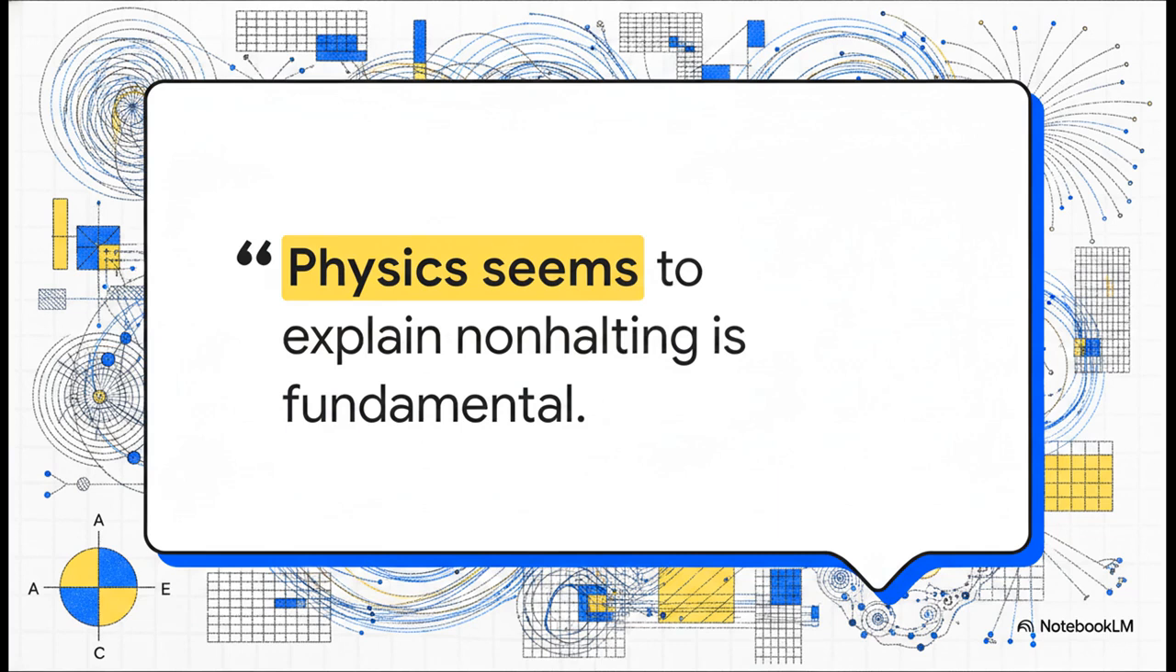I want to leave you with this final thought from this explainer, perfectly encapsulated in Smith's quote here. Physics seems to explain non-halting is fundamental. Think about that. If such infinite complexity, from biological neural networks all the way to the geometric decay of probability, can naturally grow from simple spatial math and Cartesian coordinates, is our entire universe just a beautiful non-halting computation waiting to be understood? What other universal secrets are hiding in simple geometric grids? Keep wondering and keep exploring.